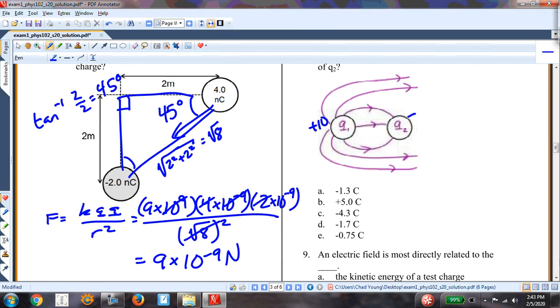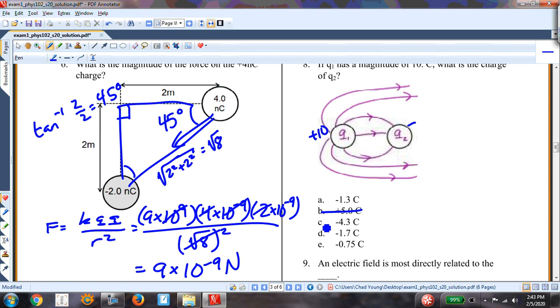Q2 has to be negative, so that gets rid of that. Okay, so I still have 4 options. I also know that Q2 has to be less than 10. Oh, that doesn't help me. So I really got to do some work here.